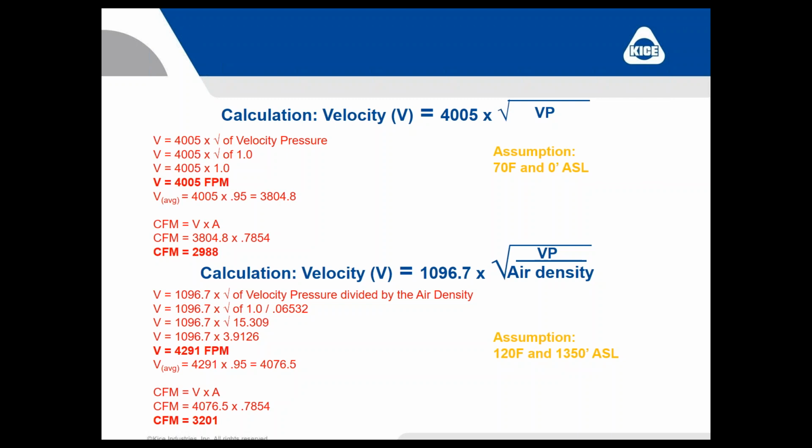So if I don't correct for that, I'm saying my velocity is about 4,005 feet per minute, and I'm about 2,900 CFM, call it 3,000 CFM. But if I do correct for the actual conditions, 120 degrees F and 1,350, my average velocity is closer to 4,076, and my CFM is actually higher. It's at 3,200. Not a huge difference. 200 CFM doesn't make a big difference in the scheme of things, but a whole bunch of those can overload your filter fairly easy.